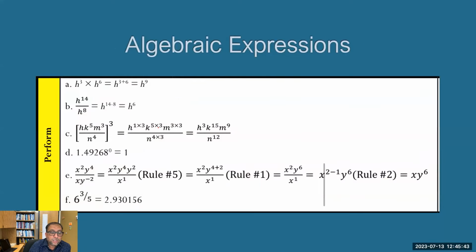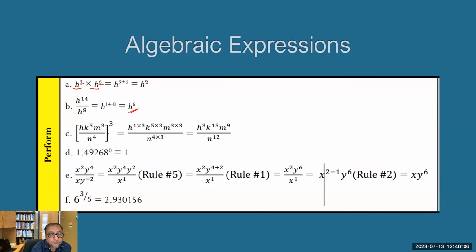Like we see here that h is a base which is common in both, and these are multiplying. So what we do, we add the exponents, and that's the answer. Here we say that h is a base which is common, and the exponents are 14 and, divided by, h exponent 8. So what we do, we subtract and we get h^6.